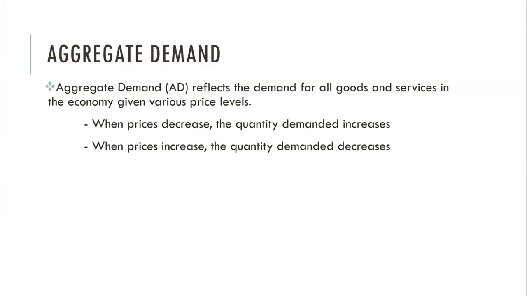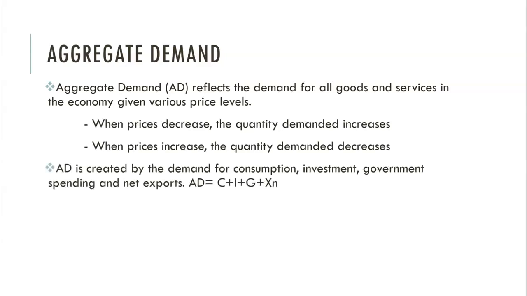So quantity demanded refers to a particular point on the line, and just like in earlier models, price changes just cause you to move from one point to another point along that same line. So aggregate demand is created by the demand for consumption goods, investment, government spending, and net exports. Similar to our formula for real GDP, right? C plus I plus G plus X.